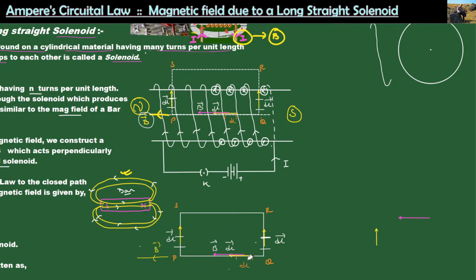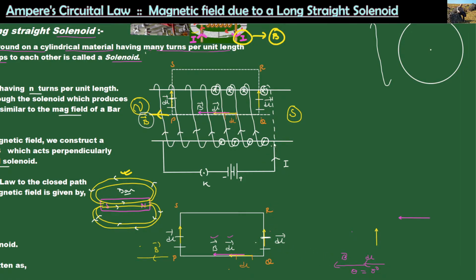on the arm PQ, the direction of B and the direction of dl are in the same direction. B and dl are in the same direction along the arm PQ, which means that over here theta will be equal to 0 degrees.